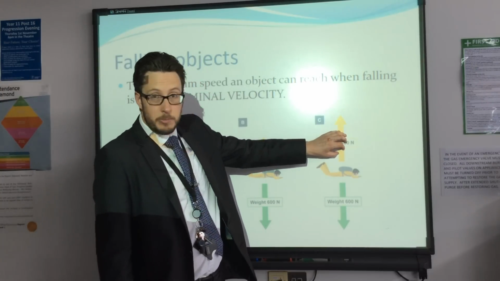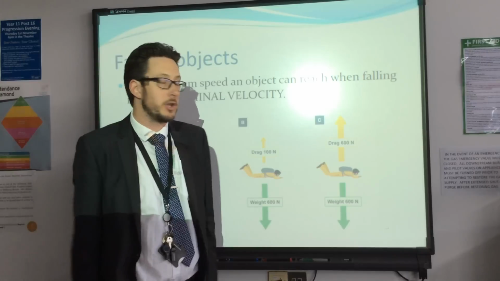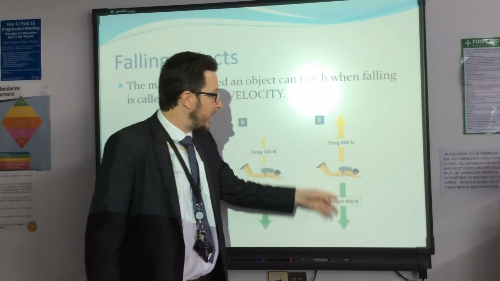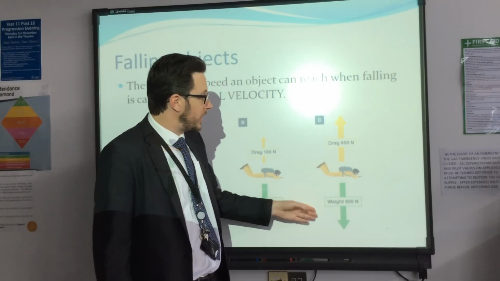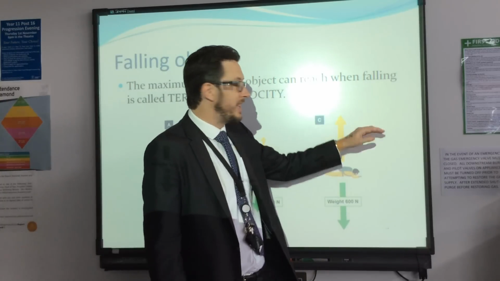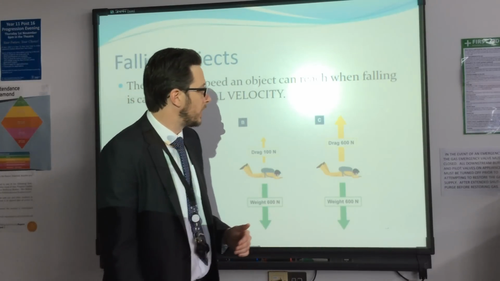But if he opens his parachute, drag increases because of the large surface area of the parachute. So drag will increase massively, it will be bigger than his weight, causing a resultant force in the upwards direction. At that point, he will decelerate rapidly. He won't move upwards, he will decelerate.